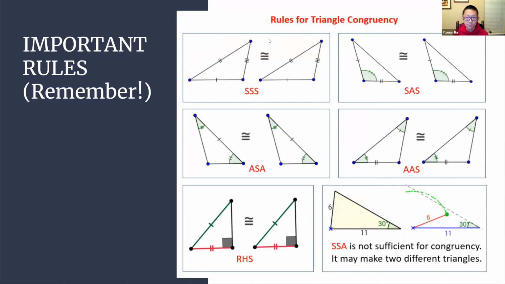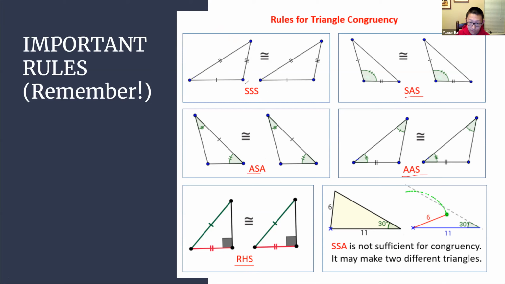So what does it mean for two triangles to be congruent? It's the same thing as saying two angles are congruent. They are basically identical. So there are 5 ways to prove that two triangles are congruent. So here are the abbreviations. The first one is SSS, SAS, ASA, AAS, and what is here says RHS.